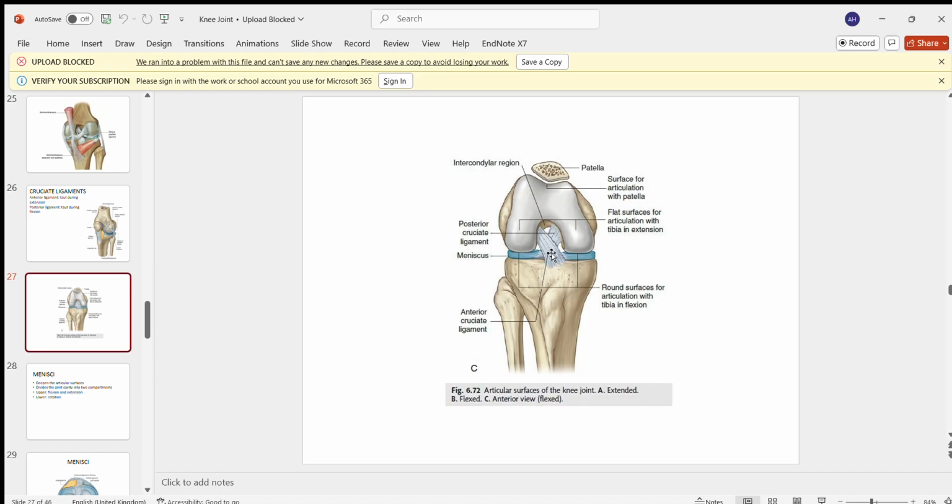It goes up, backwards, and laterally and gets attached on the lateral condyle of femur. And the attachment of posterior cruciate ligament is such that it is attached on the posterior surface of the intercondylar area of tibia. It goes up medially and forwards and gets attached on the medial condyle of femur.